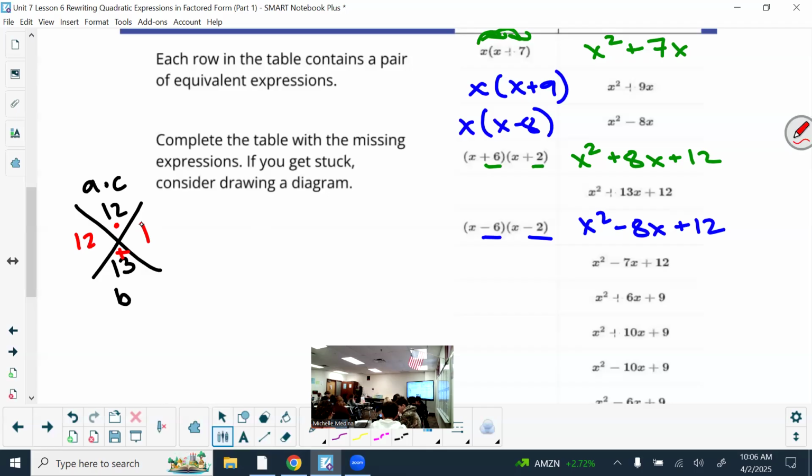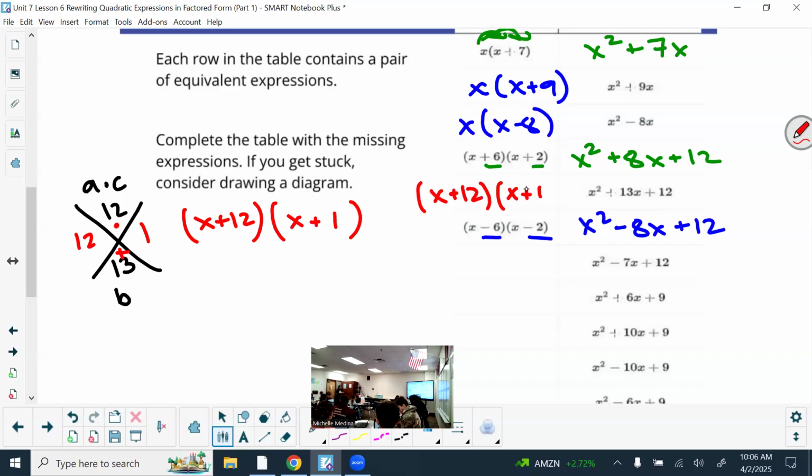So once you find the two numbers that make it work, you're going to write your factored form as something like this, where the signs of these numbers correspond with what they have to be to make it work. So I have a positive 12 and a positive 1. That's our factored form. Let's move on. We'll do one more together, and then I'm going to have you try all of those.